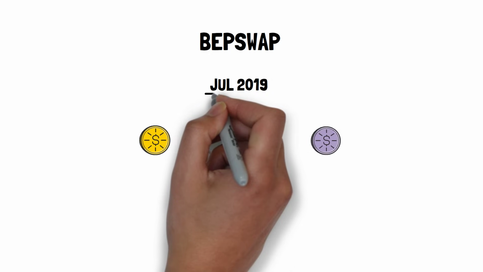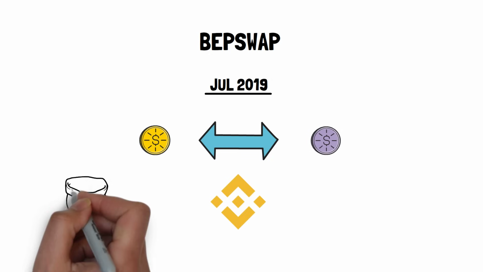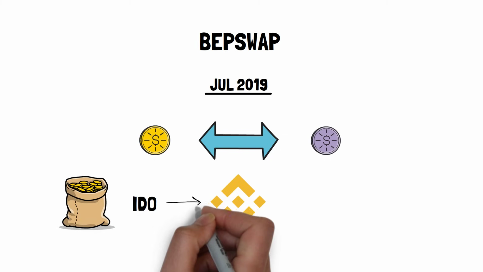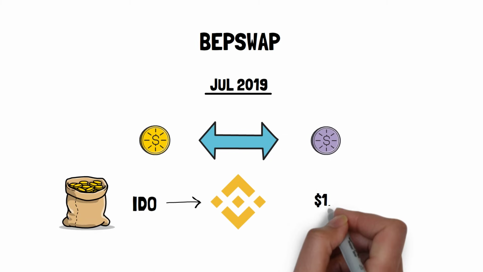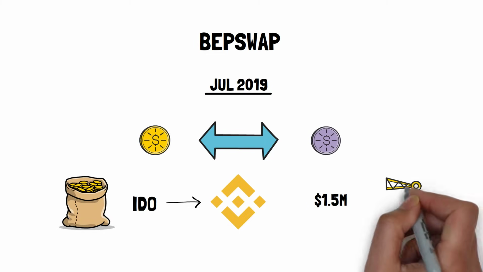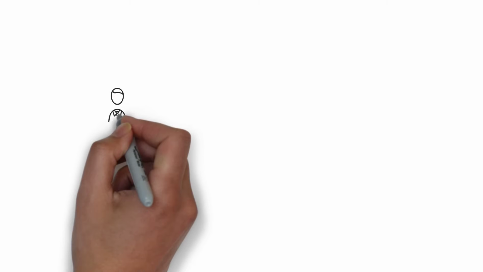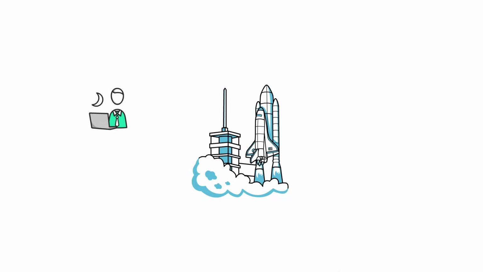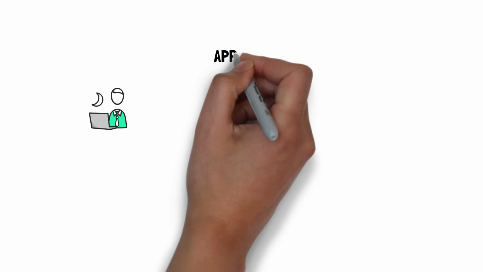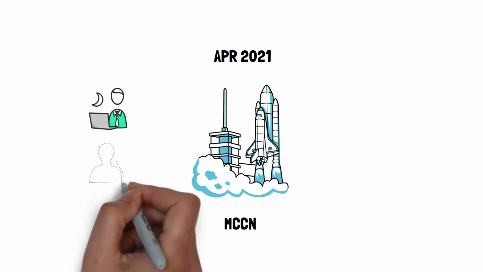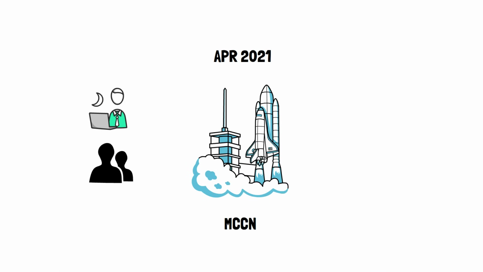Also in July 2019, the team decided to raise more funds through the initial DEX offering on Binance DEX. The IDO resulted in $1.5 million raised that was sufficient to enable further development of the project. The team continued to work on the protocol, which resulted in the limited mainnet release called Multi-Chain Chaos Network, or MCCN, in April 2021. Interestingly, the Thorchain team decided to remain mostly anonymous, even to this day.